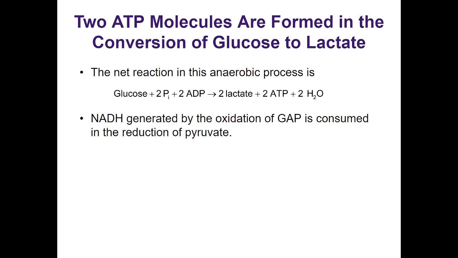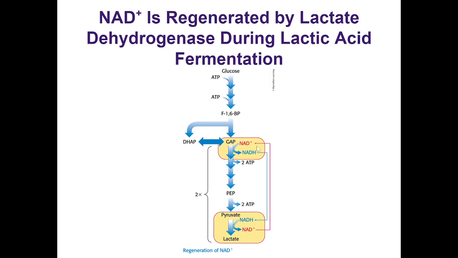The net reaction for the anaerobic process in something like an animal, where we do the lactate fermentation, is going to be glucose plus 2 orthophosphates plus 2 ADPs. This goes to lactate plus 2 ATPs plus 2 waters. The NADH generated by the oxidation of GAP is again going to be consumed in the reduction of the pyruvate, regenerating that NAD+ to go back into our glycolysis. Okay.